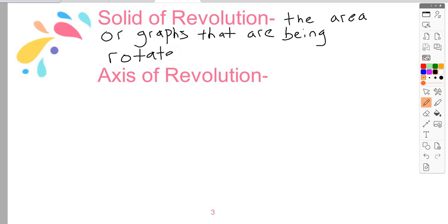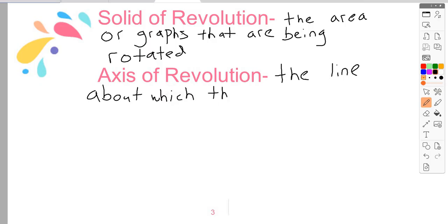Now, our axis of revolution is the line about which the solid is rotating. And we have a couple different options for that.